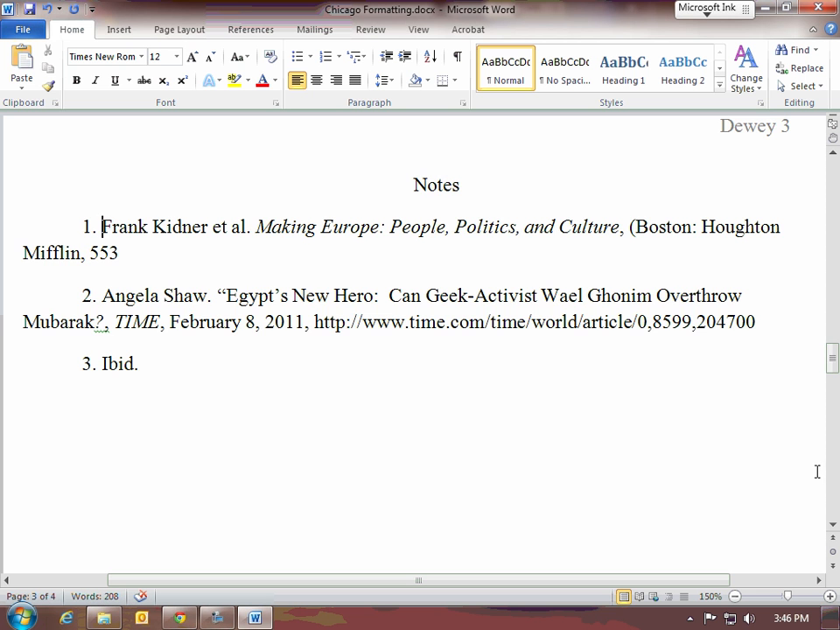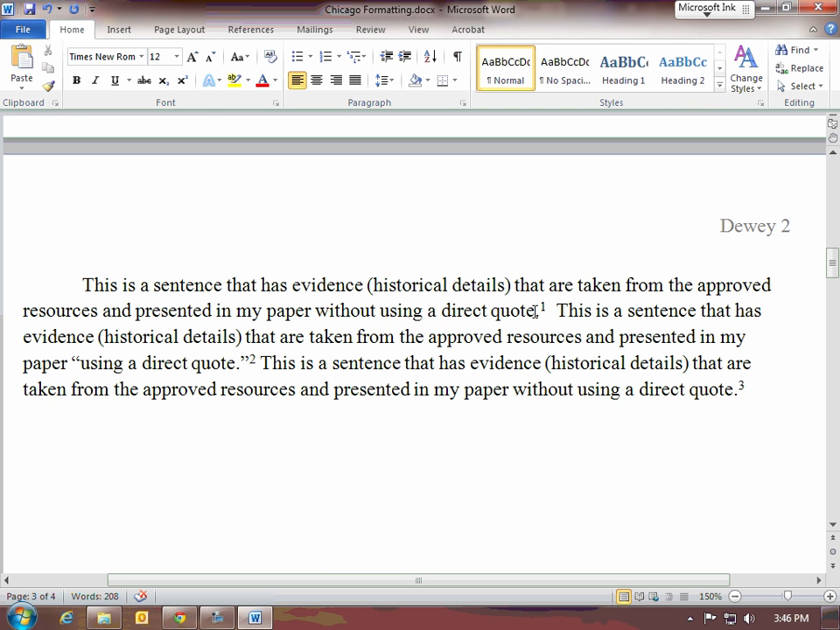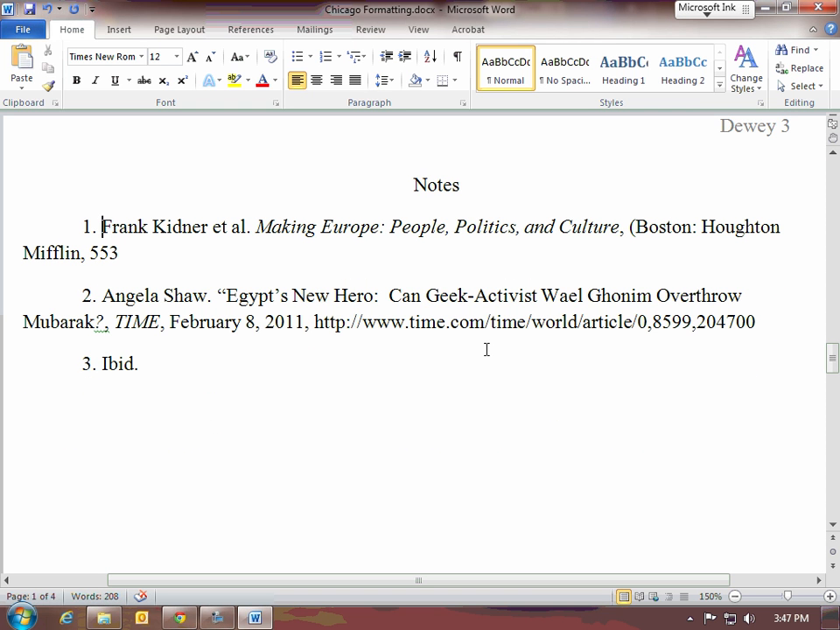In a previous webcast, I discussed how to include the numeric subscript in your text. Remember, subscripts are identified when you use historical details in a sentence. These historical details are taken from your research, from the approved resources. Well, these subscripts, such as this subscript number 1, correspond to the list of resources on the notes page.